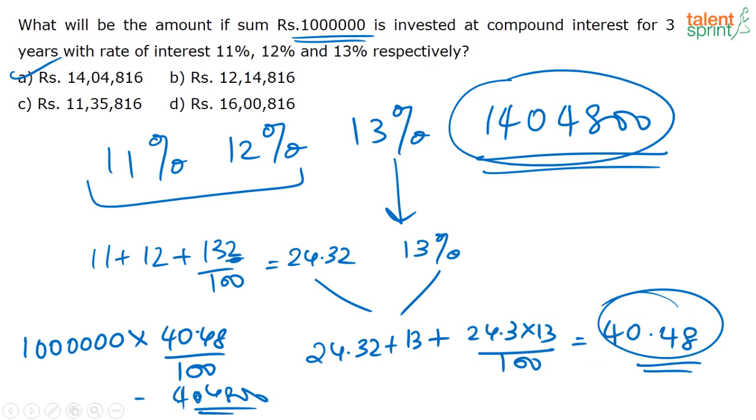So that's why I am getting the answer like this. So the closest value is 1404,816. Might be when you do the actual calculations, take all the values and calculate correctly, you might get that as the answer. See, I just took 24.3, it's 3.2.